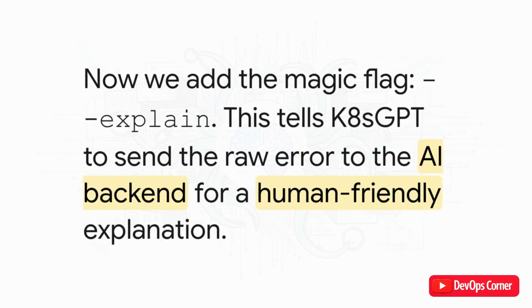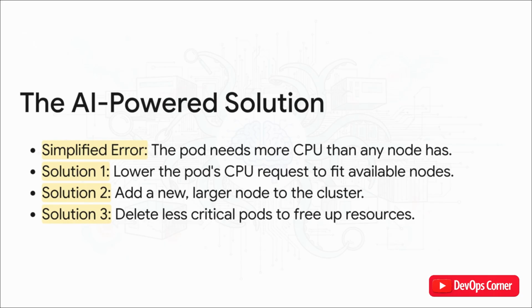Okay, now for the magic trick. We're going to run the exact same command, k8sGPT analyze, but this time we add one little flag, --explain. This is the signal. This tells k8sGPT, okay, take that technical jargon and send it over to the AI brain we connected earlier. And look at this. This is the payoff.